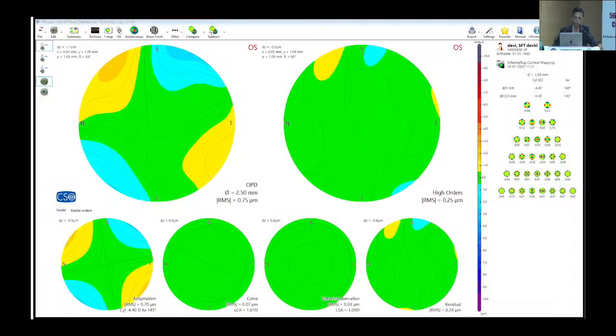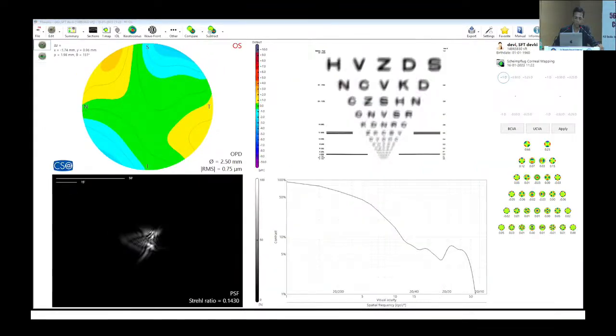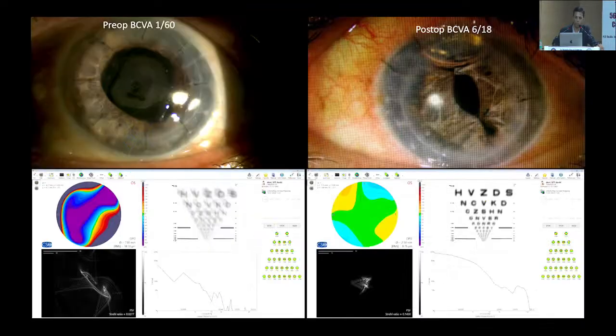So this is the post-operative wavefront. The pupil size is 2.5. The RMS value from 11 has come down to 0.75. Normal is around 0.3, so it's much closer to that. Higher order aberrations have also decreased, and this is the visual simulation and point spread function, which have improved. The pre-op visual acuity was 1/60, it improved to 6/18. Also, some part was contributed by the exchange of IOL in this patient.